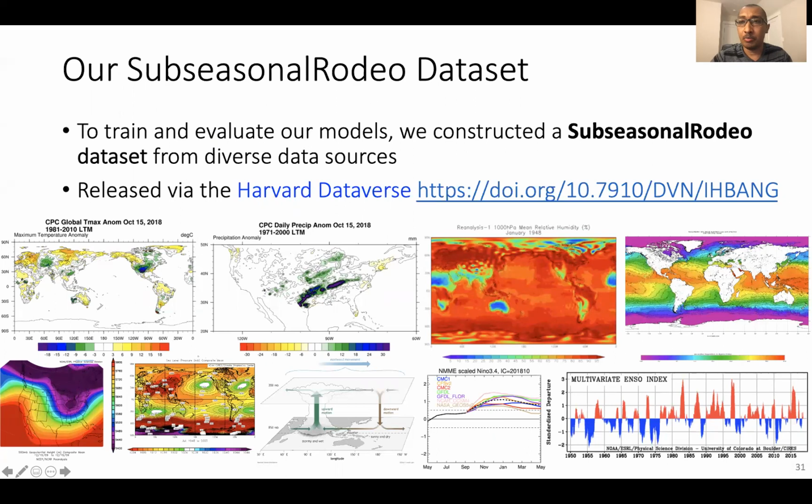Okay, so to tackle this task, we first needed some data. And so we formed what we call the subseasonal rodeo data set. We use this to train and evaluate our models. It's drawn from a diverse collection of data sources. It includes temperature data, precipitation data, but also pressure and humidity, some larger scale phenomena like the state of El Nino, the Madden-Julian oscillation, and even some coarse-grained numerical weather prediction forecasts. And we released that data to the Harvard Dataverse, so you can also use it to train and evaluate your own forecasting models.